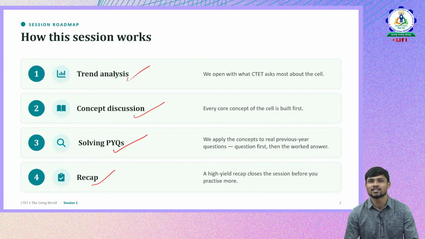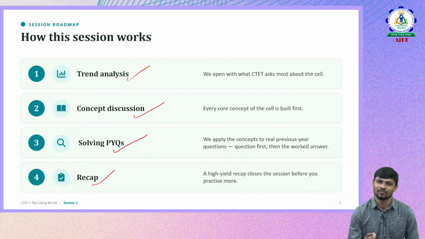So first we will discuss the trend analysis regarding the questions from various subtopics in this living world. Then we'll discuss the related concepts. Then we'll come to the previous year questions related to the concept. Then we'll have a quick recap. So this is how our session is going to be. So let us go forward.